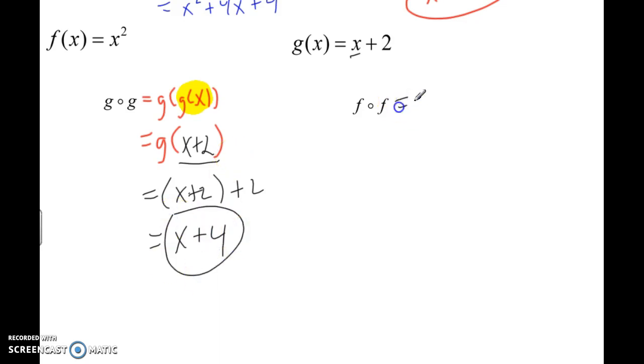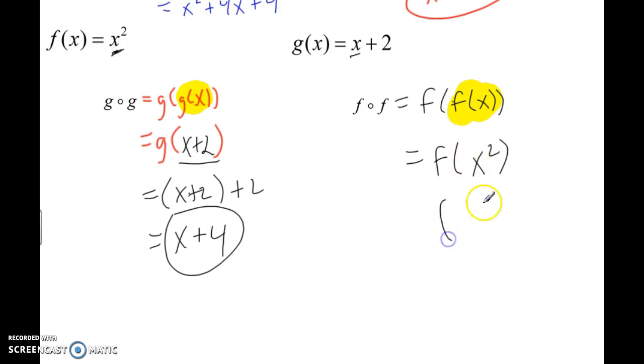And finally, f of f of x. So you're going to simplify the inside part first. F of x is really x squared. So this is going to be f of, instead of f of x, I'm plugging in x squared there. Now everywhere there's an x, I'm going to plug in x squared. So instead of x squared, which is where the x is, the new x is x squared. So that's plugged in there.